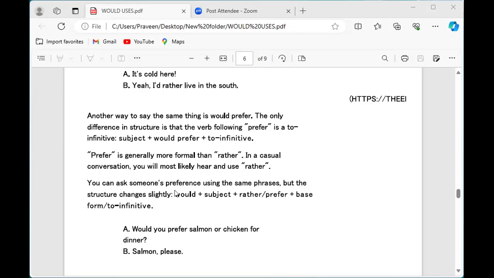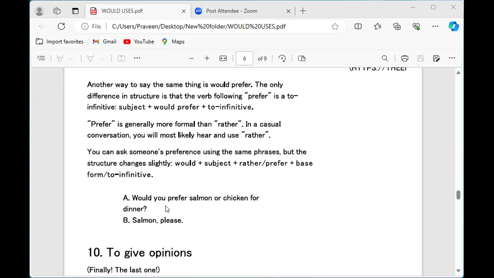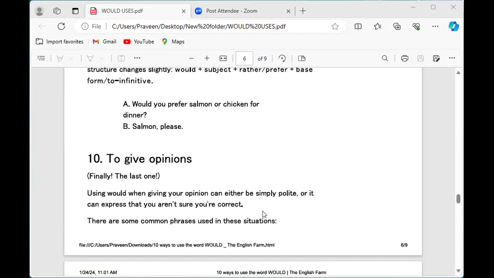You can ask someone's preference using the same phrases, but the structure changes slightly. Would plus subject plus rather or prefer, base form, to infinitive. Would you prefer salmon or chicken for dinner? Salmon, please.